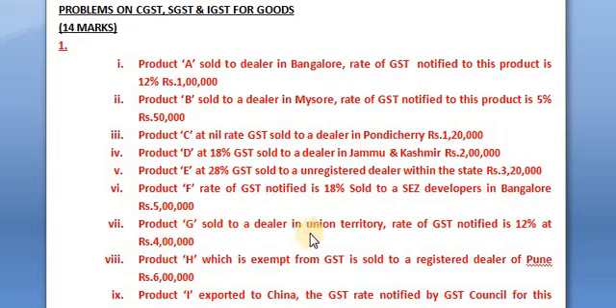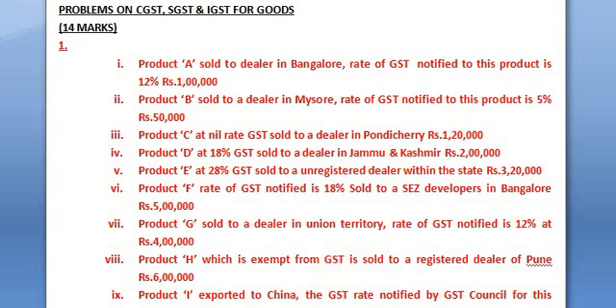Product G sold to a dealer in Union Territory, rate of GST notified 12%, at 4 lakhs. Union Territory they have given, it is nothing but IGST. You can make a column IGST and UTGST, right? So 4 lakhs into 12%, IGST, UTGST. Product H, which is exempt from GST, is sold to a registered dealer of Pune, 6 lakhs. Whether it is 6 lakhs, 10 lakhs, whatever the amount, here it is given as exempted from GST. It is very clear, so you don't go for distributing tax to anybody as it is exempted from GST.